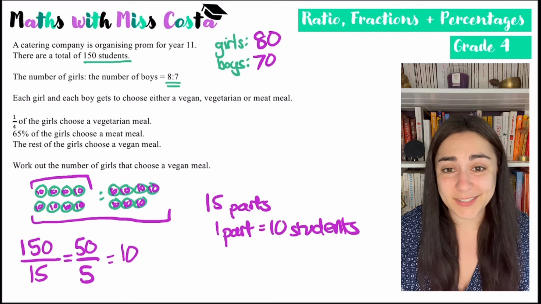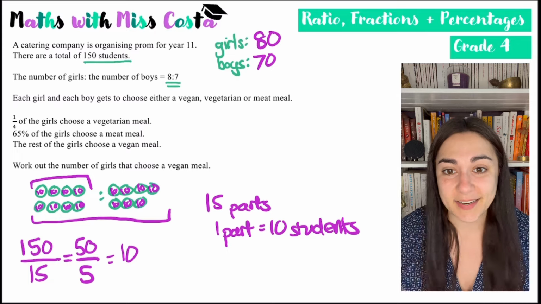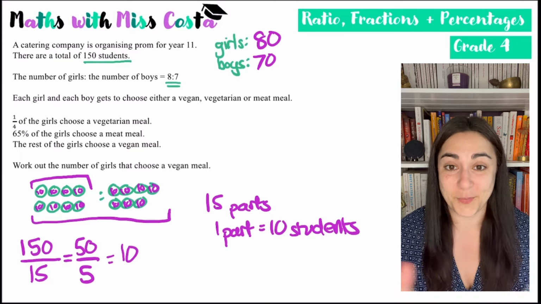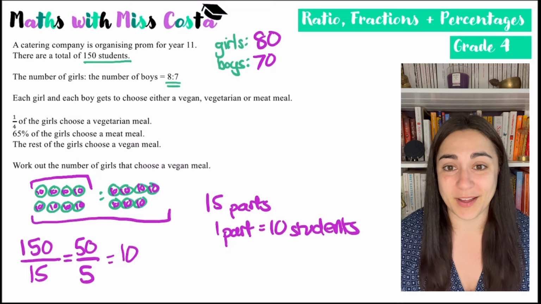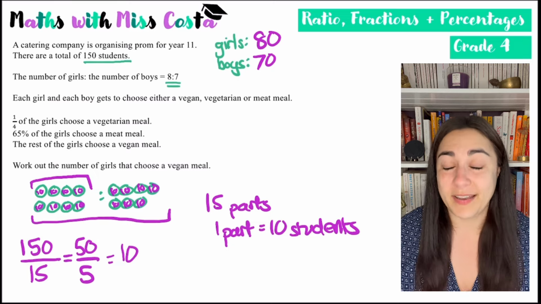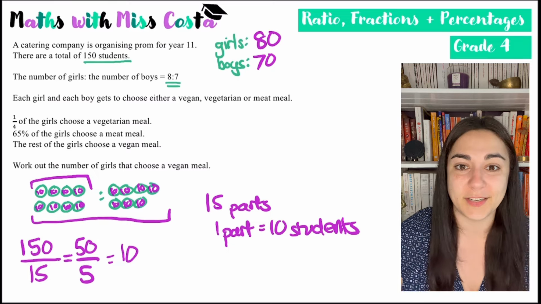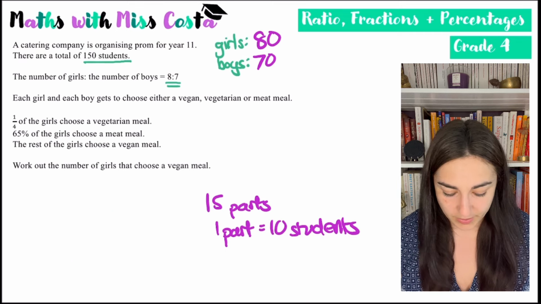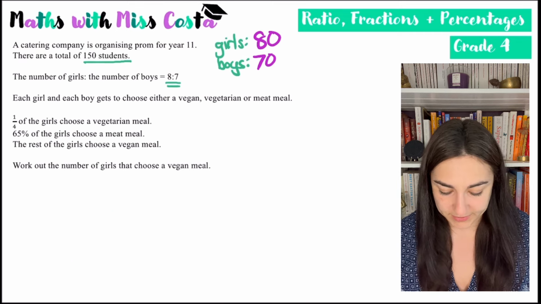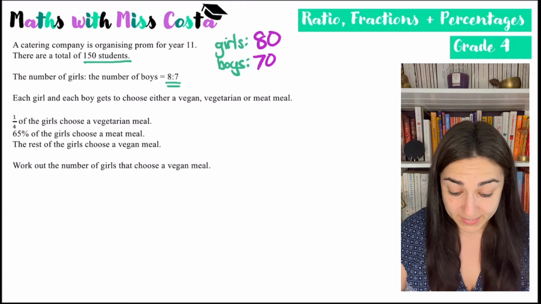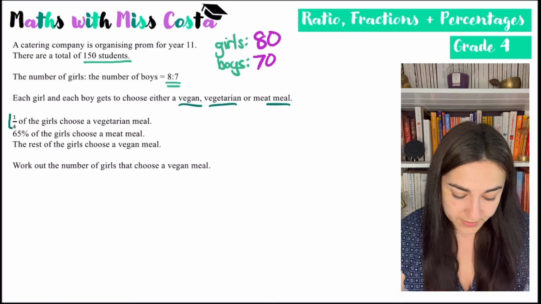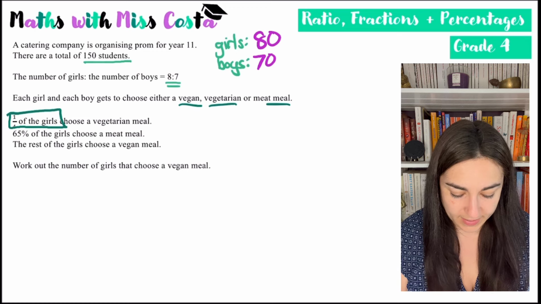And remember, with questions like this, and with any question on the exam, it's great if you get the final right answer, but you can pick up so many marks just by doing the working. So it's never, ever worth leaving a question, even if it looks confusing and complicated and annoying. So each girl and each boy gets to choose either a vegan, vegetarian or meat meal. So there's 3 options. A quarter of the girls choose a vegetarian meal.